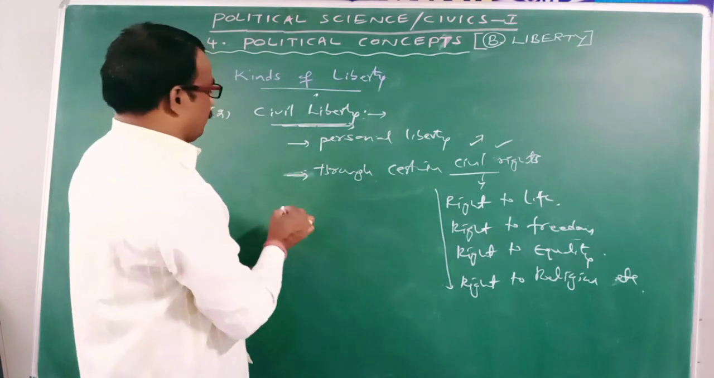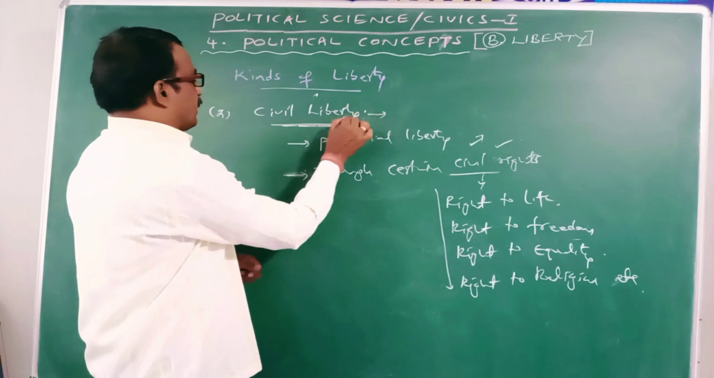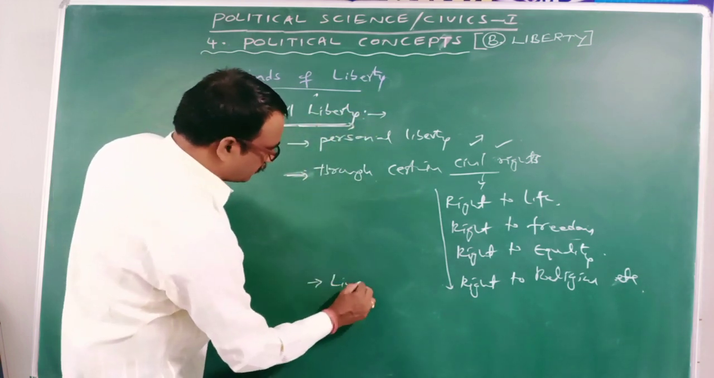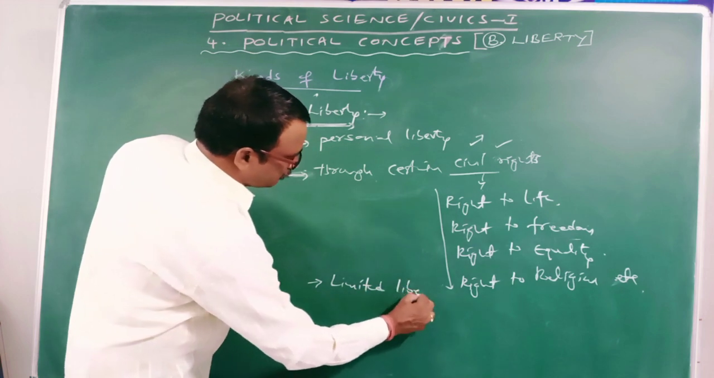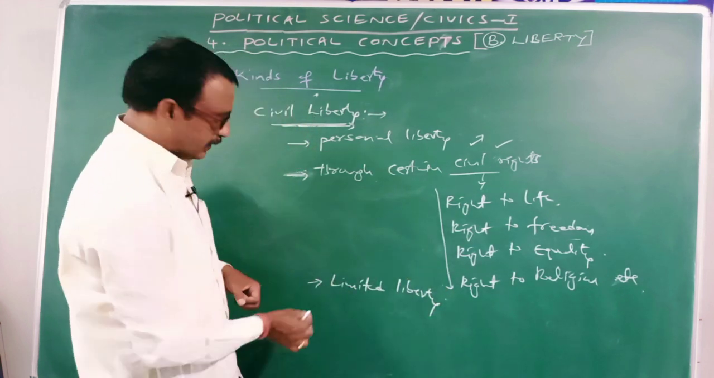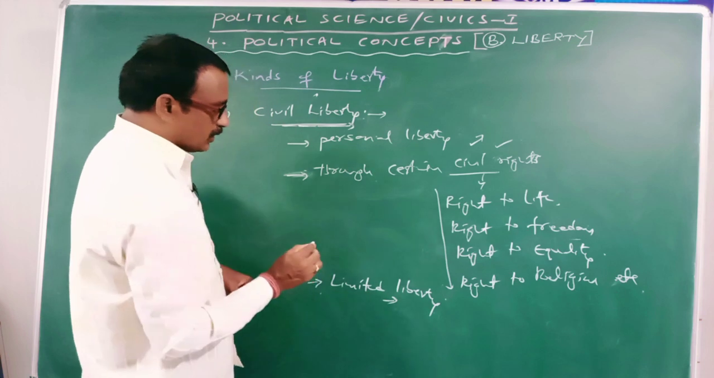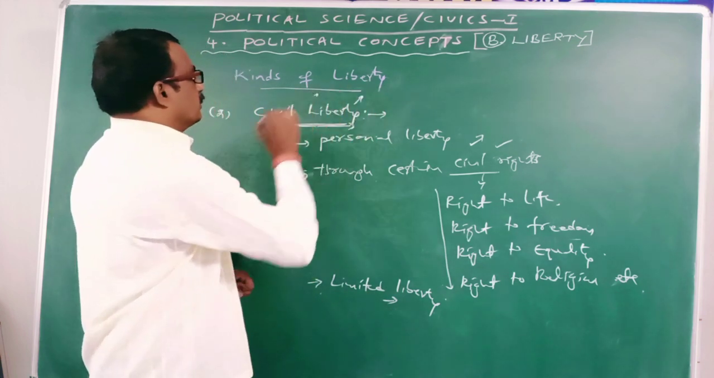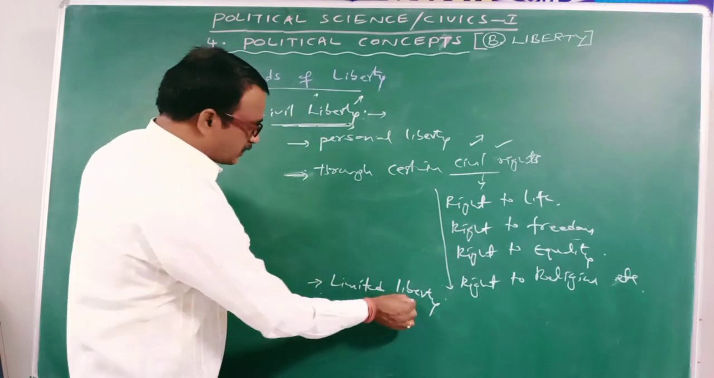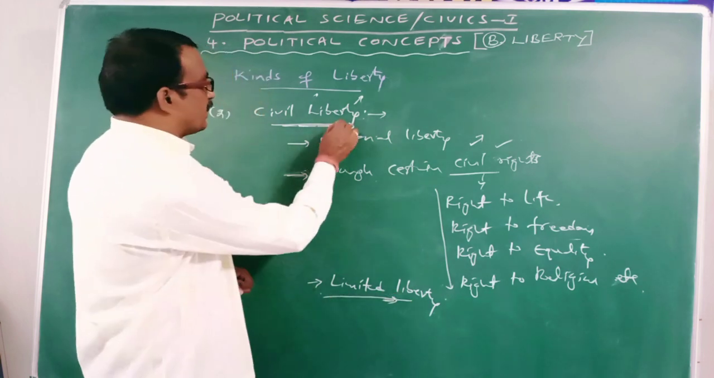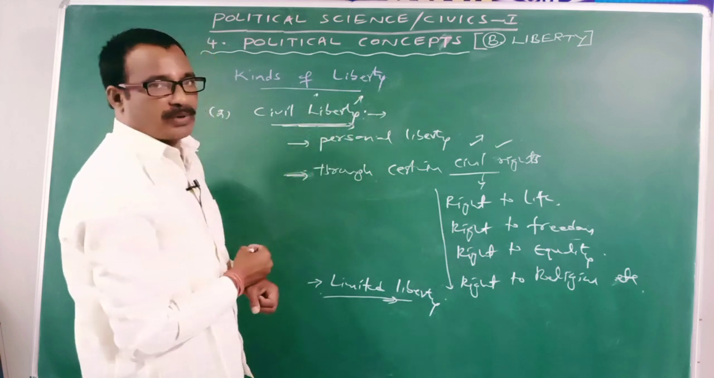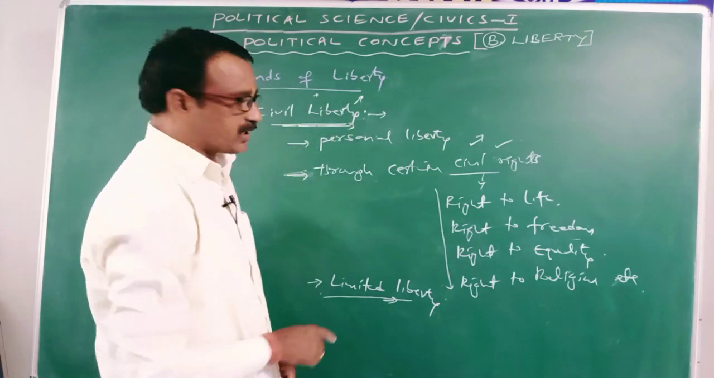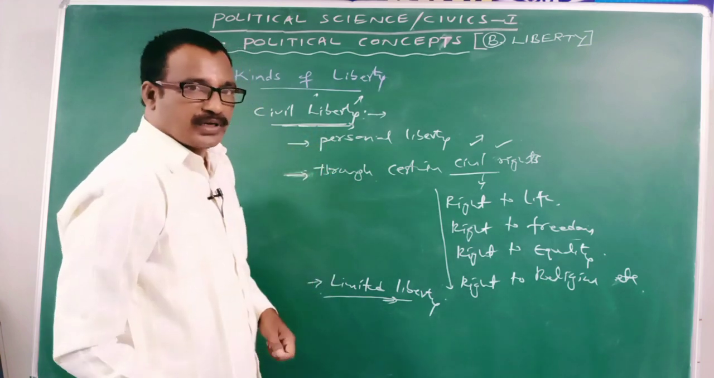Clear? Then it is limited liberty only. It is limited liberty, not unlimited liberty. It is limited liberty because the state will impose certain reasonable restrictions on the civil liberty of the individuals. Hence it is limited liberty. So it is against natural liberty. Natural liberty is unlimited liberty, whereas civil liberty is limited liberty.